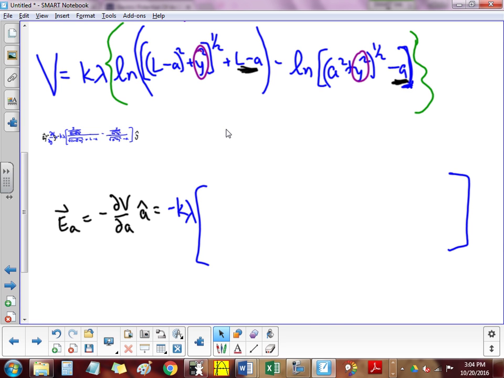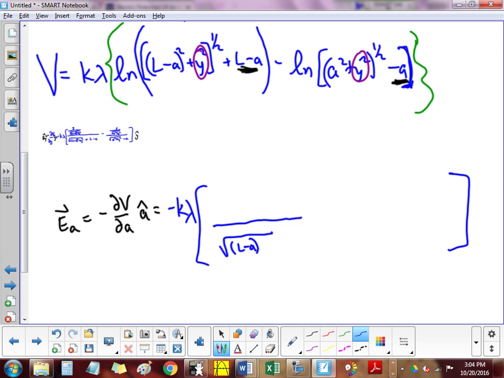Okay, here we go. So first of all, it's an ln, so it's going to be something over the inside. See, if we were using b instead of L minus A, that would just be b squared plus y squared. It'd look a little nicer. And then it would just be plus b instead of plus L minus A. Okay, and then the second one's going to have that.